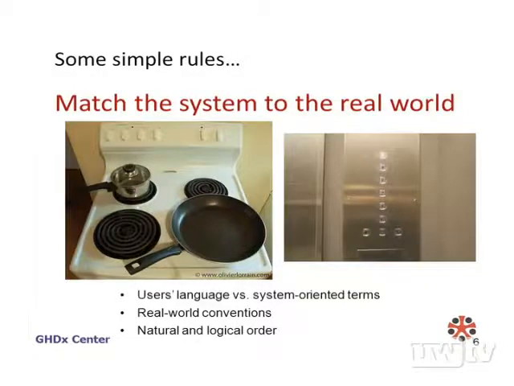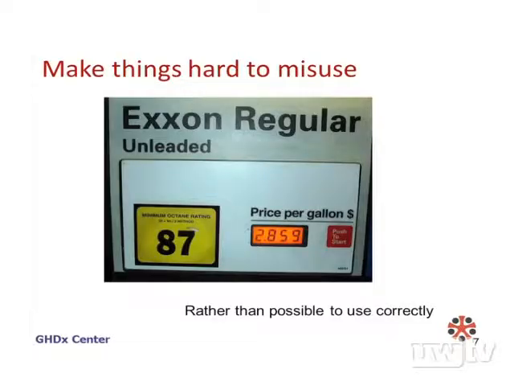So you need to design a system that's really more around the user's language versus your own language. And use real-world conventions and think about a natural and logical order of things. The other simple rule is make things hard to misuse rather than possible to use correctly.